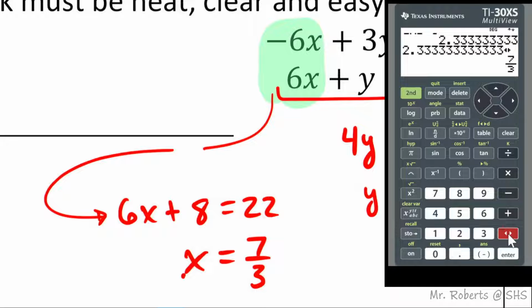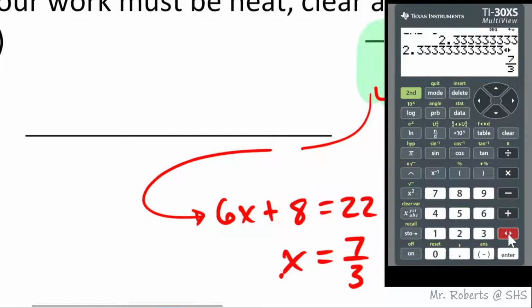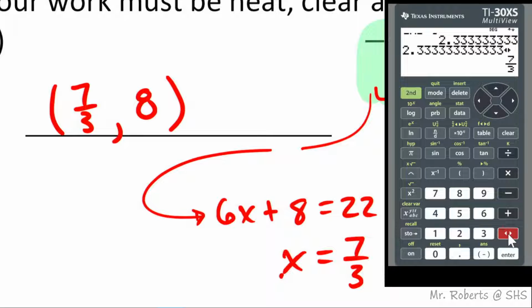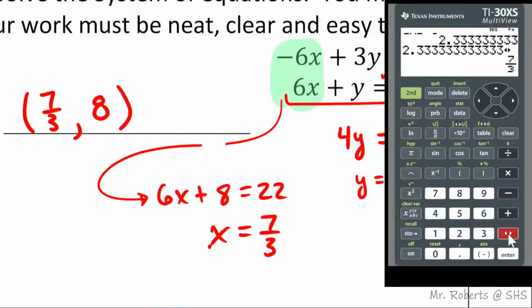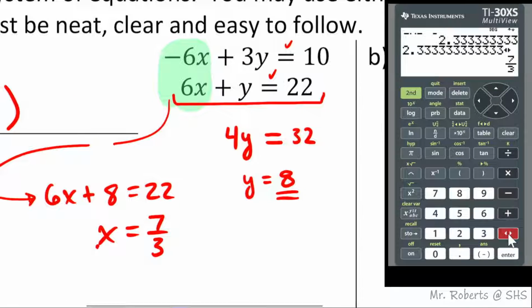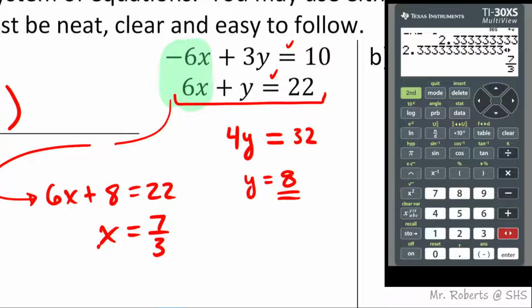So now that we know both x and y, we're ready to write our answer. This is the ordered pair. X is 7/3 and y is 8. And that point, 7/3 and 8, will work in both of those equations. Right? It's the value that makes both of those true. All right, let's move on to part B.